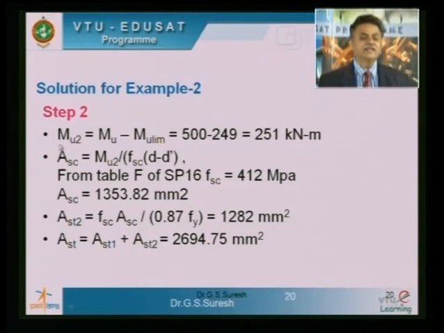Now I calculate the additional moment required from the compression steel and AST2 additional steel in the tension zone, which is Mu minus Mu lim.